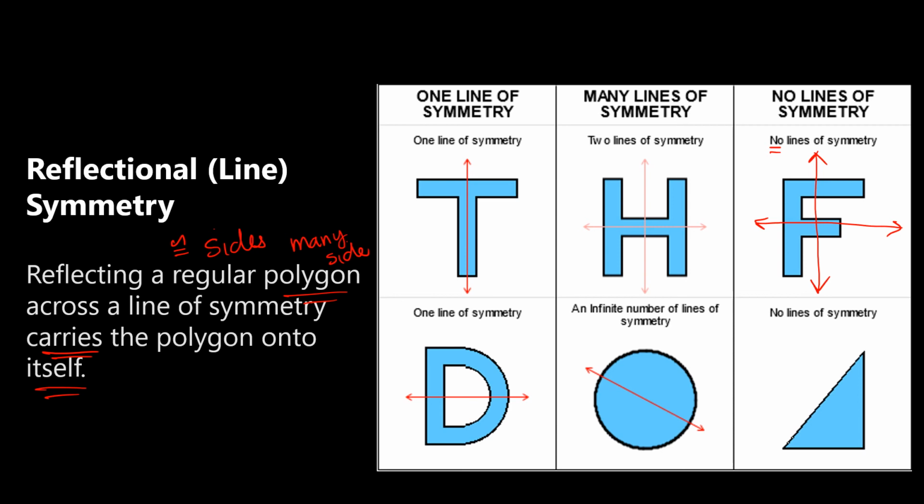The letter D has one line of symmetry that can be folded over, and then a circle has infinitely many lines. So it doesn't matter how many lines I draw through the circle, as long as that line is being drawn through the center of the circle, it has infinitely many. And once again, this last triangle that we have here, it kind of looks like a right triangle, but there is no line of symmetry that I can draw through this triangle that's going to allow me to fold it onto itself, to map to itself.